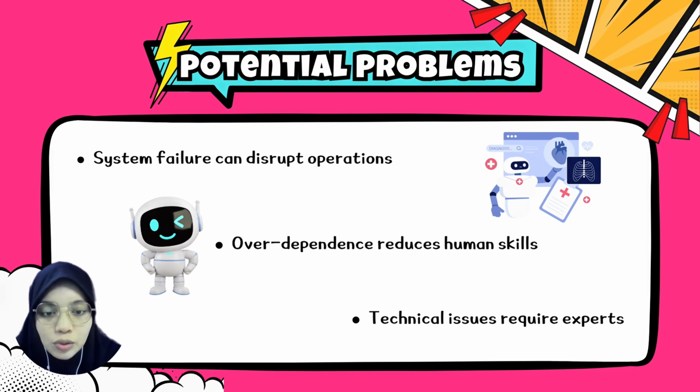Third, technical issues require experts. When a robot malfunctions, the hospital becomes dependent on external, highly paid robotic experts. This can lead to long downtimes and extremely high repair costs that drain a hospital's budget.